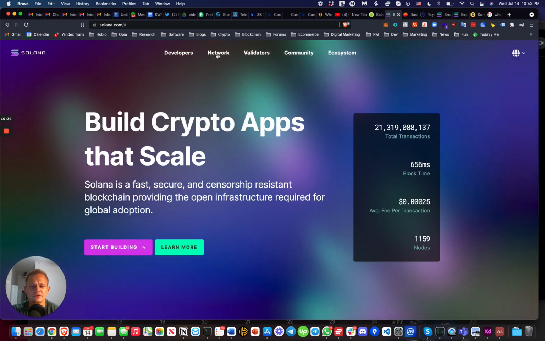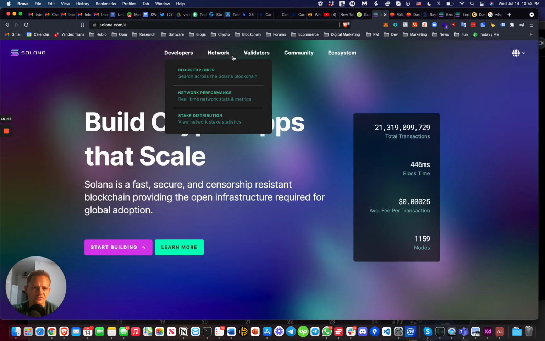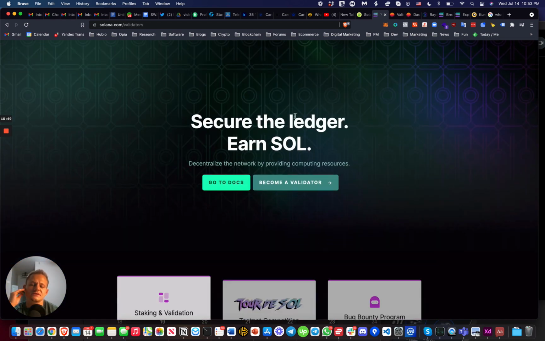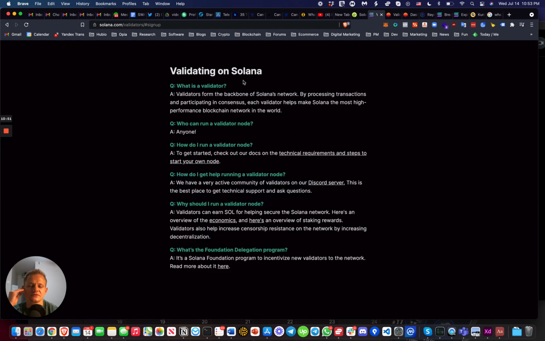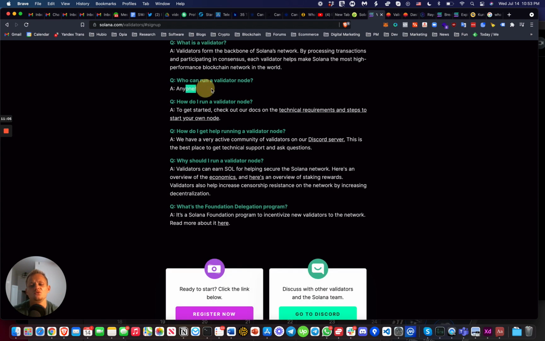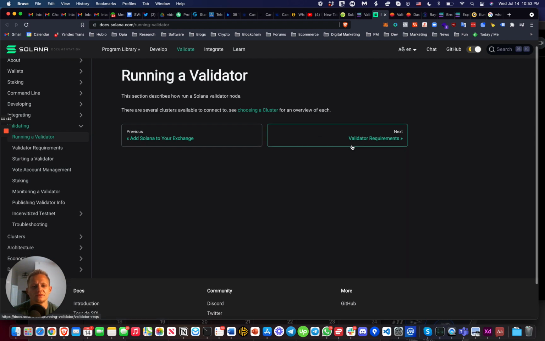Cool stuff. Let's look at stake distribution. Already looked at that. Let's look at the validators. Decentralized network by providing computing resources. What is a validator? Obviously, validators form the backbone of any blockchain. By processing transactions, participating in consensus, each validator helps make Solana the most high-performance blockchain network in the world. So who can run a validator? Anybody? How to run a validator node? Let's take a look at this. This is actually quite interesting.